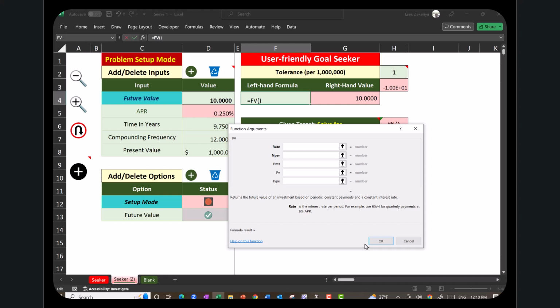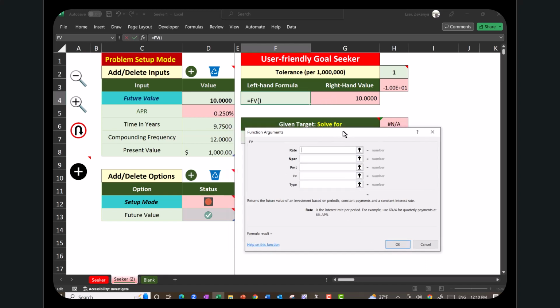And what they represent. The first one is a rate, okay? It is the interest rate per period. But our interest rate is in APR form. So I'm going to take that APR, divide that by compounding frequency, okay? So 0.000228 is the interest rate. The second argument is number of periods. Take the time in years, multiply that by compounding frequency.